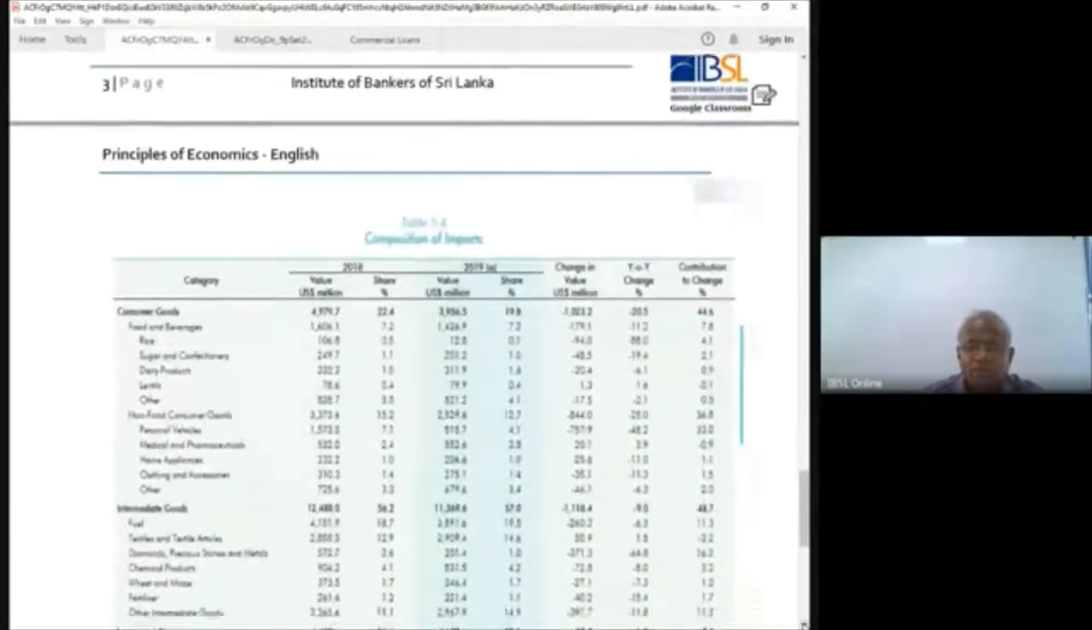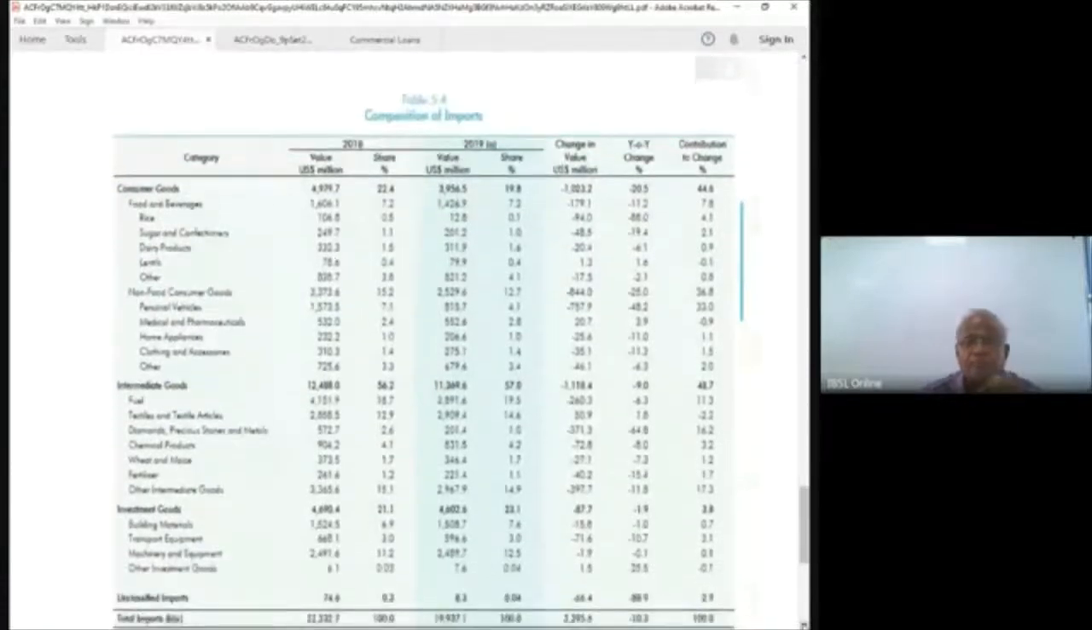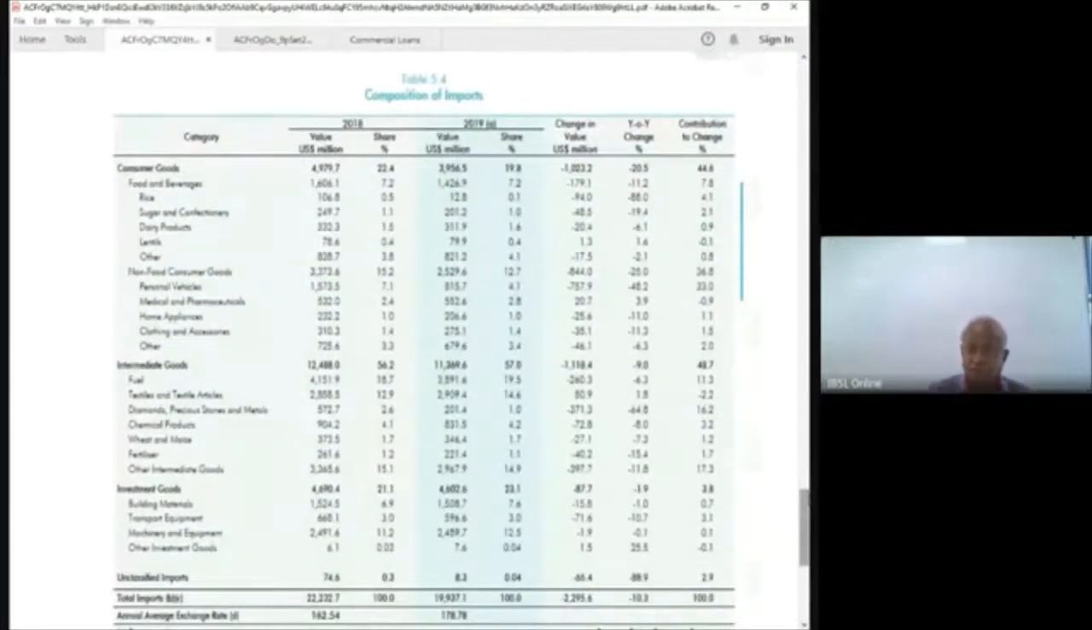Composition of imports, similar table to 5.4. Again, imports, very important. Imports represent the outflow of dollars, the outflow of foreign exchange. When you buy a car worth maybe $25,000, then $25,000 is going out of the country. When you buy oil, fertilizer, investment goods, dollars are going out of the country.